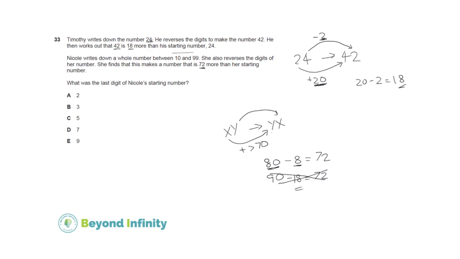So how can we get a difference of 8? We can have 0 and 8, or we can have 1 and 9. But since our starting number is a 2-digit number, we can't have 08. 08 is not a 2-digit number. So the only answer to our question, that number that Nicole is thinking of, must be 19. And so the last digit must be 9. So the answer is E.